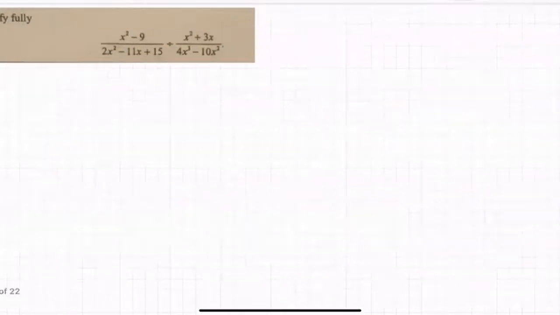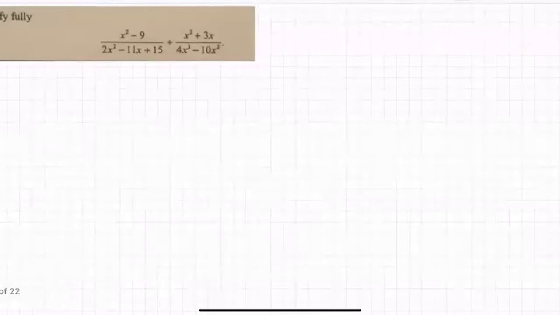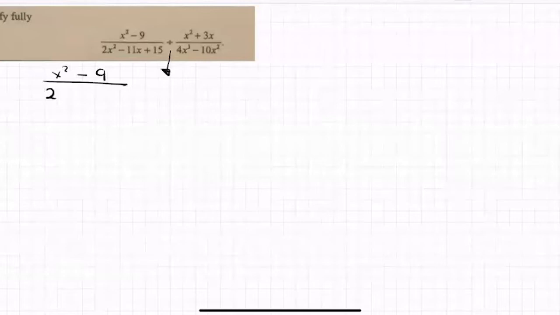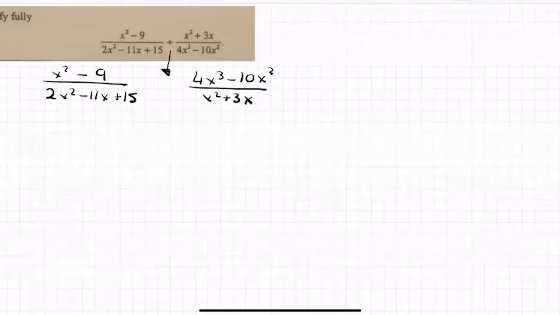Okay, so simplify fully, so a big algebraic fraction. The first thing I do, because I'm aware I could forget it, is I take care of the division. So division in fractions always means invert the second fraction and multiply. Okay, that is how we divide fractions. And then we factorize.